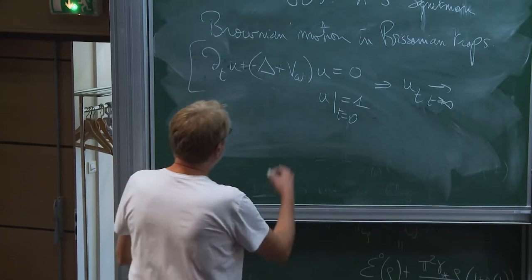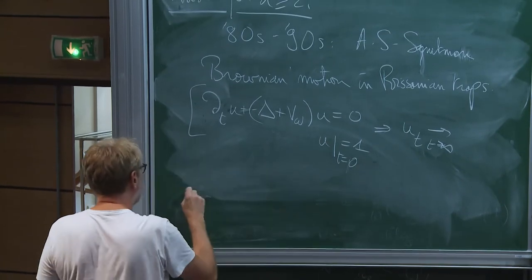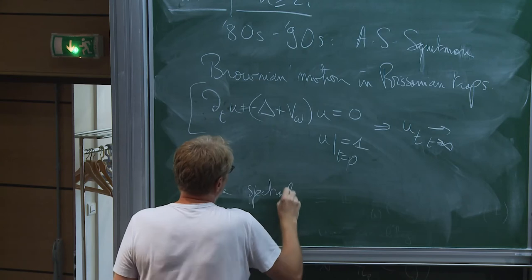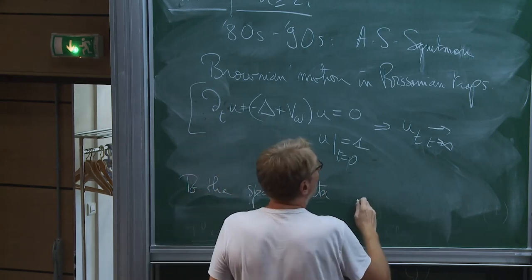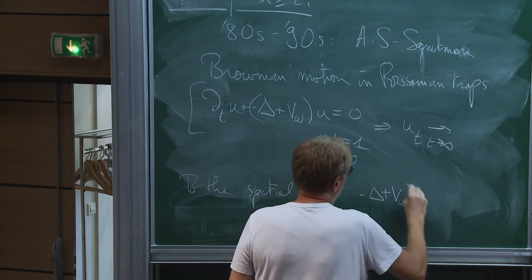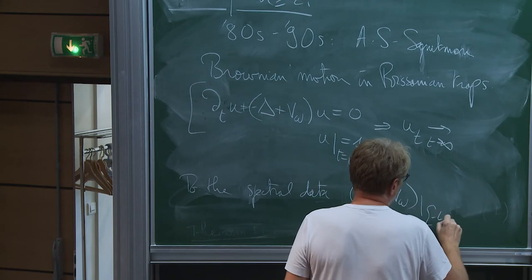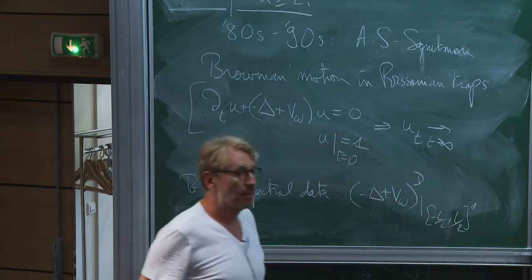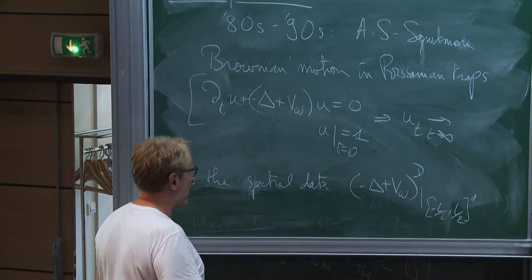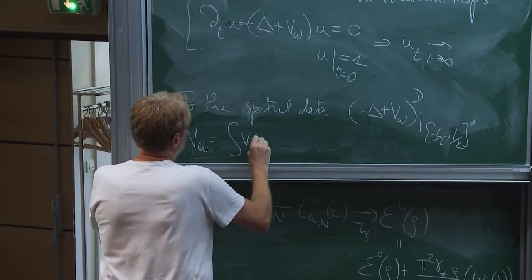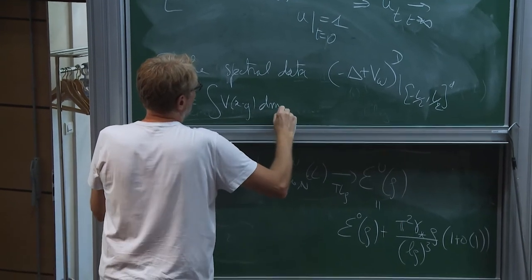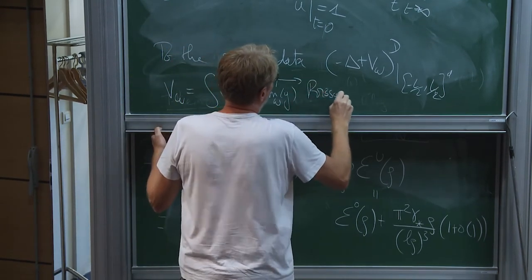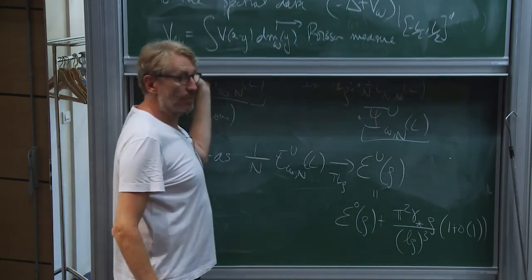But you can directly relate the large time behavior of u of t to the spectrum or the spectral data of minus Laplacian plus v omega restricted to some large box, with, for example, Dirichlet boundary conditions. Okay, and the v omega he had in mind is the integral of v of x minus y dmu omega of y, where this is a Poisson measure.